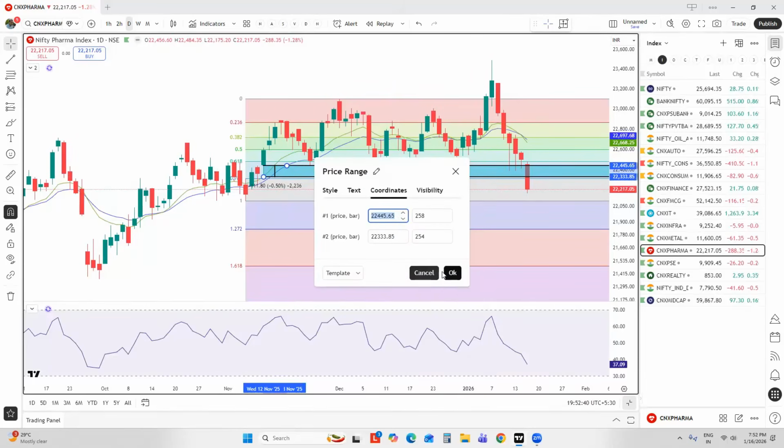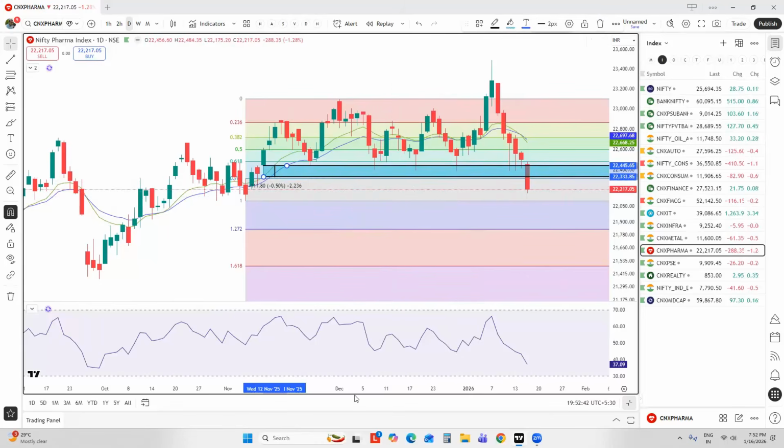22,445 to 22,333 was a pretty nice support band which was holding since December start. In fact, before that I would say since November it was holding, and finally this support has been broken by today's close. Next support is somewhere in this zone, and the level is 22,100.